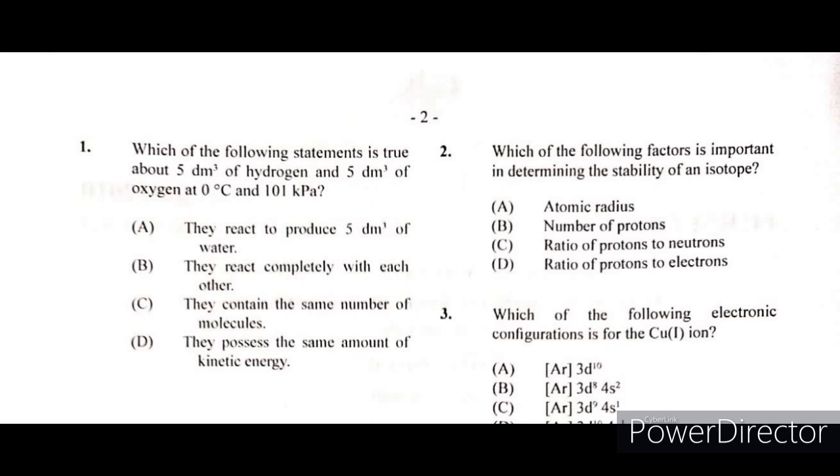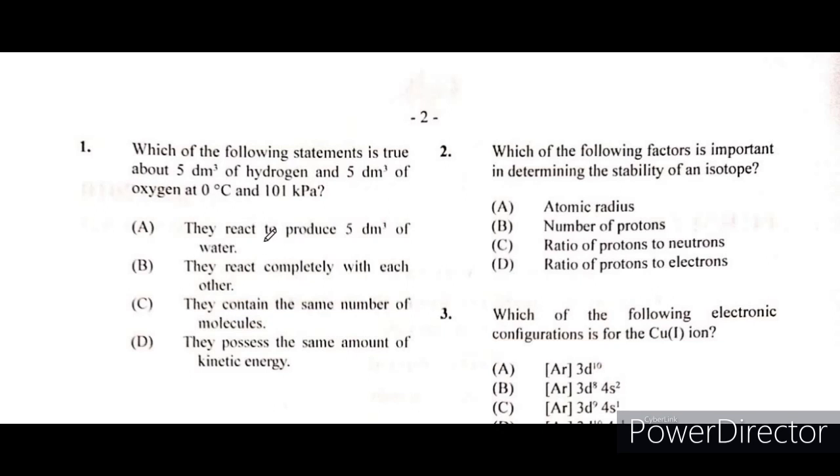Of course, there repeats the first question. Alright. Which of the following statements is true about 5 dm cube of hydrogen and 5 dm cube of oxygen at 0 degrees Celsius and 101 kilopascal? All right, this is on the basis of Avogadro's law. Yes, Amadeo Avogadro. Gases of the same volume, temperature, and pressure contain the same amount of molecules, and that's the basis of Avogadro's law.